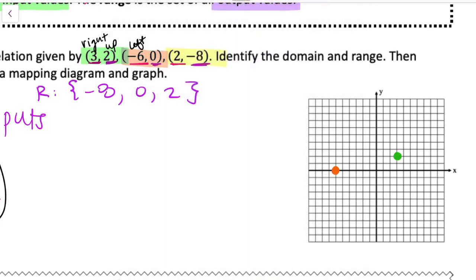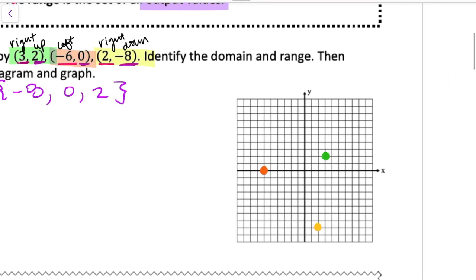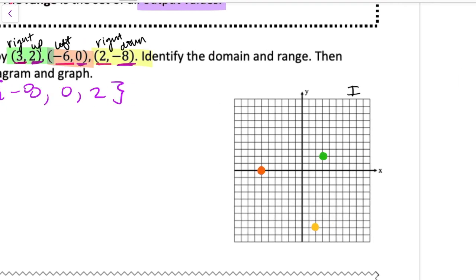And lastly, we've got 2, -8. So we are moving right 2 and down 8. And so that is going to place us in the fourth quadrant, because remember we label them first quadrant, second, third, and fourth. And so that ordered pair 2, -8, and any ordered pairs with a positive x coordinate and a negative y coordinate will end up in that fourth quadrant.